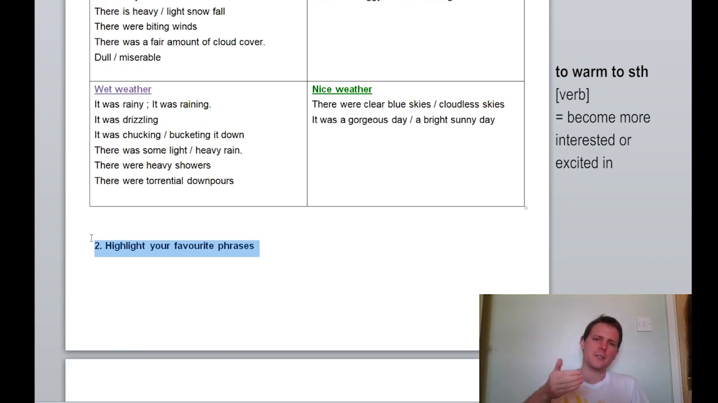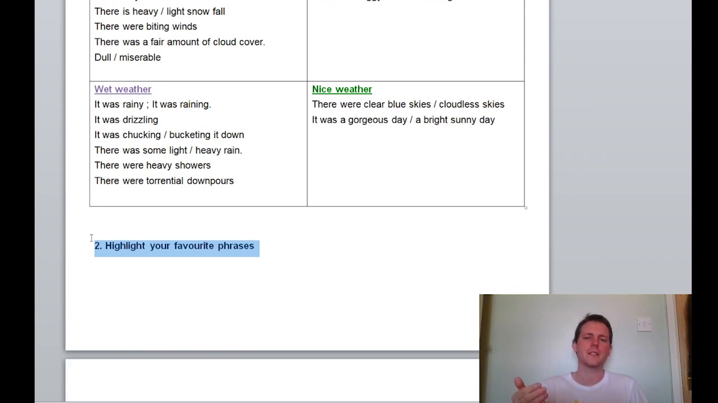If you already feel like you have a kind of connection to this vocabulary, to this language, then you're more likely to use it naturally, and you're more likely to remember it as well. So it makes a lot of sense to start with that language and start trying to put that into use. So yeah, highlight your favorite phrases in this document.